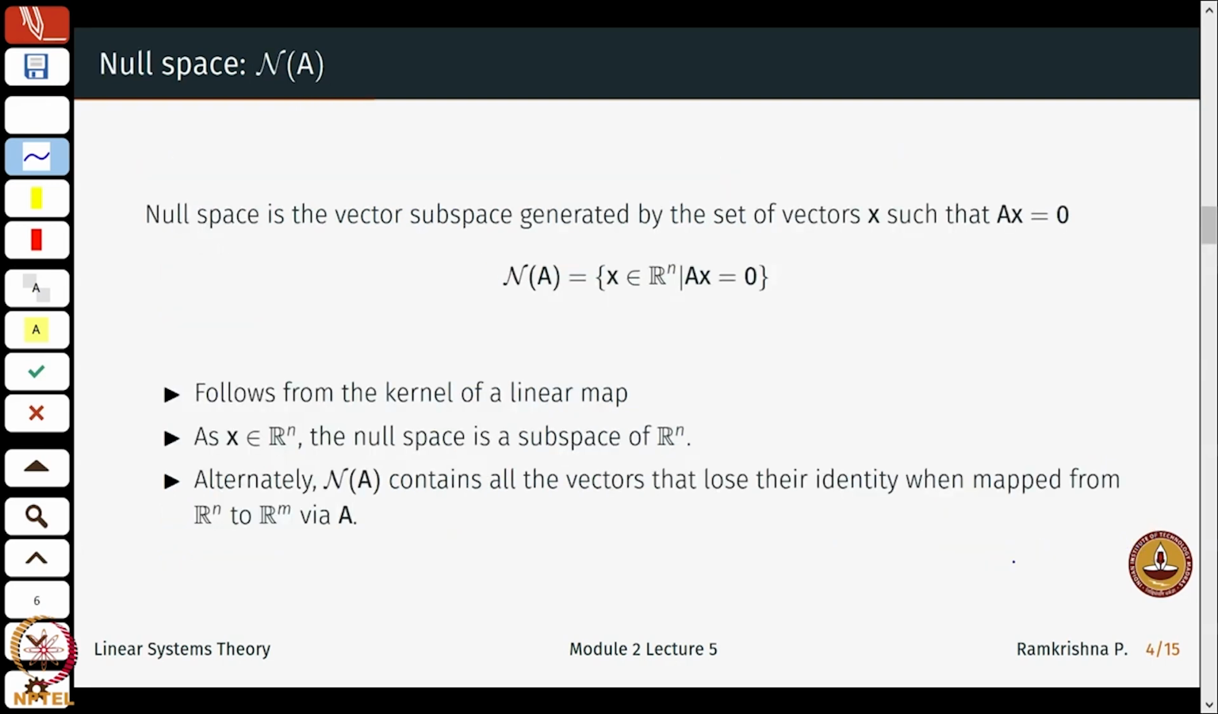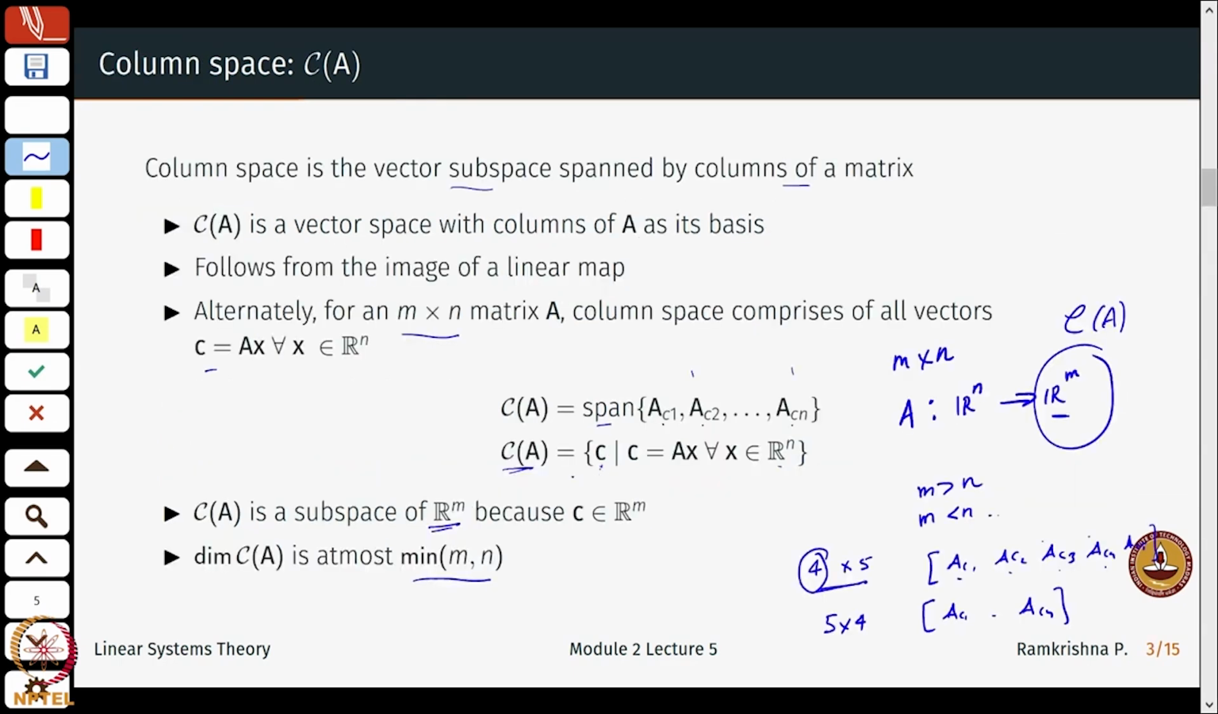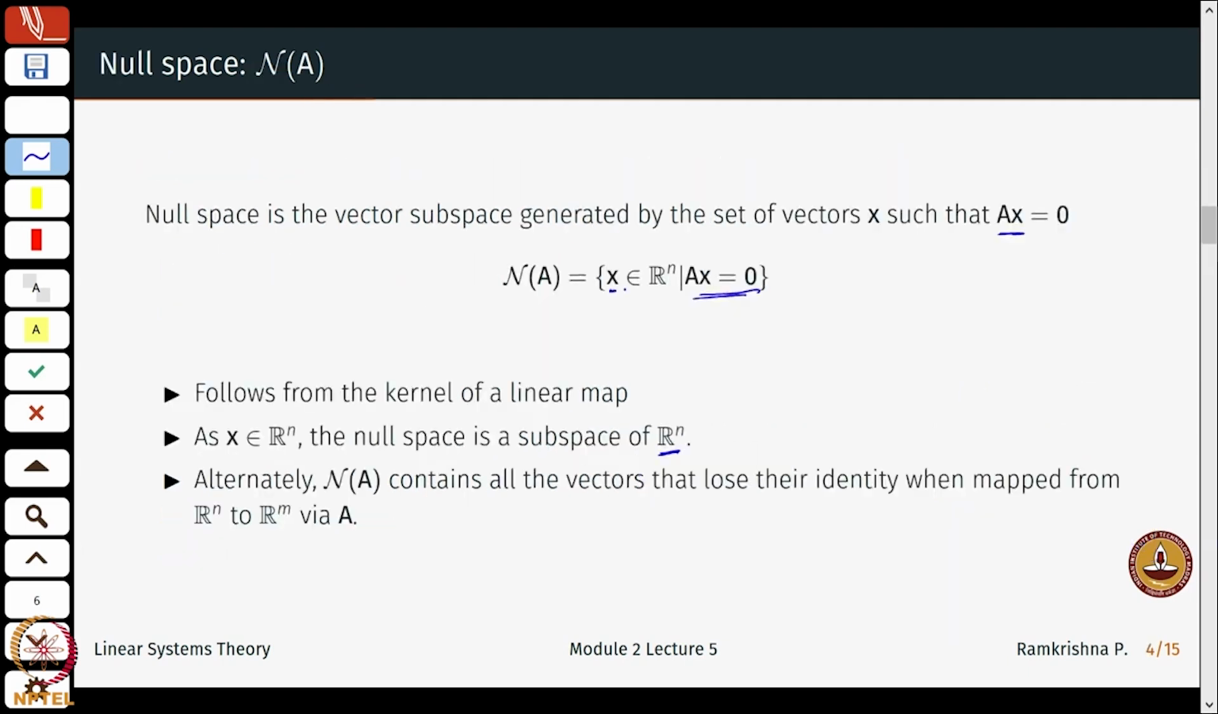Okay. Similarly, the null space is the vector space generated by the set of vectors x such that Ax equals 0, very similar to the definition of a kernel. So, I am looking at all x such that Ax is equal to 0. If I take all of these x, it will be a subspace of Rn, because I am just looking at these x's, whereas in the previous case I was looking at c, which is A times x, which belongs to the range space, and this belongs to the domain.